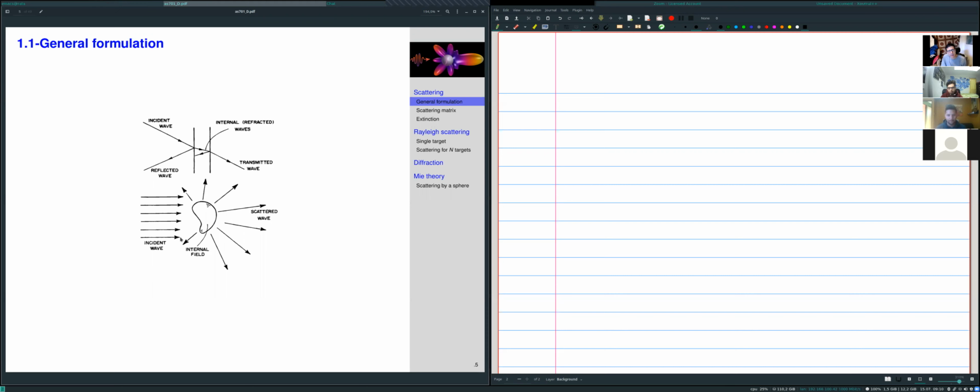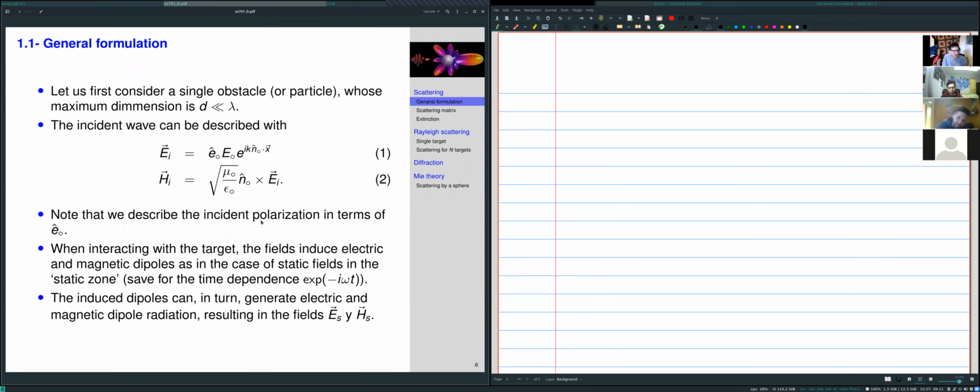The incident radiation interacts with the microscopic charges distributed in the obstacle, which radiate away, and this radiation that comes away from the obstacle is called a scattered wave. So we have an incident wave, and we have fields inside the obstacle which generate the scattered wave. We saw that the incident wave can be written as a plane wave. So there's no news here.